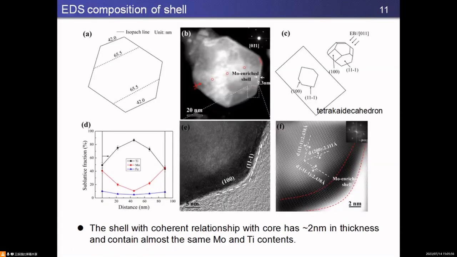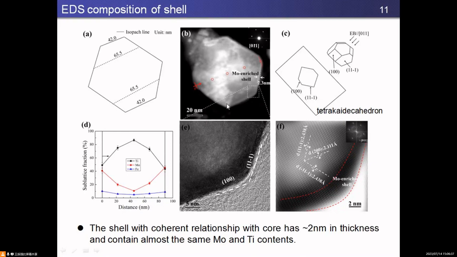So we know that the carbides exhibit a tetrakaidecahedron shape in austenite. So we tilted the electron beam in the TEM to the 011 axis to outline the projection of the carbide on the plane 100 or 111. We used nano-beam EDS with a small size of 1.5 nanometers to measure the composition of the shell.